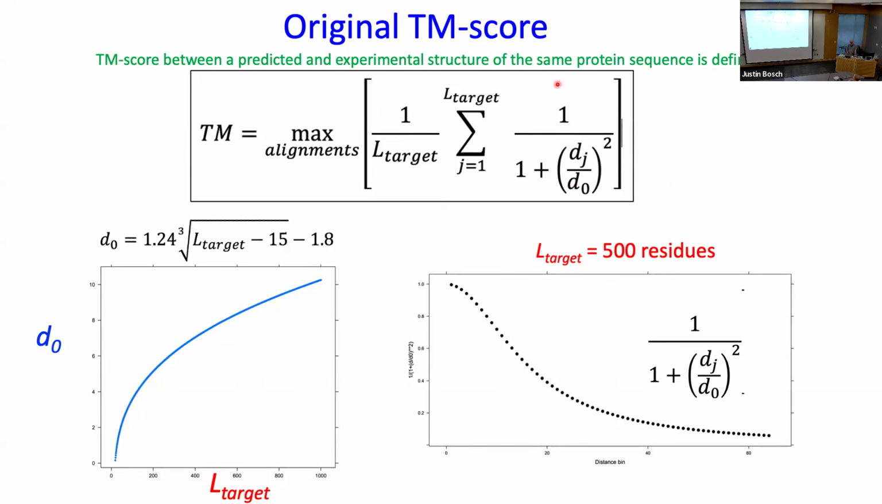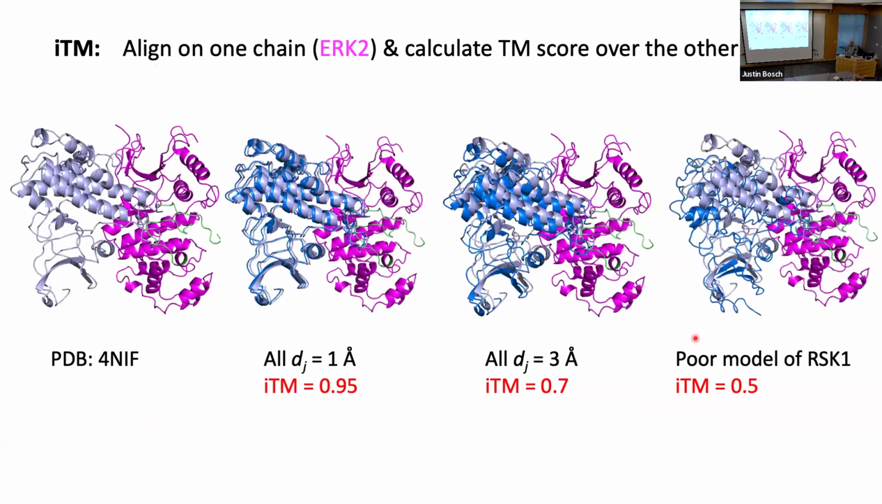This graph over here is just to show you what 1 over 1 plus some number equals. When the DJ is really small, you get a value towards 1, and then as DJ gets bigger, it goes to 0. But that's just a graph of this. So that's the TM score for comparing two proteins that are exactly the same sequence and the same length.